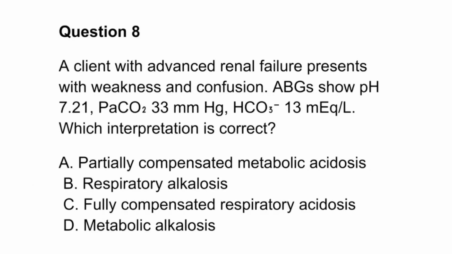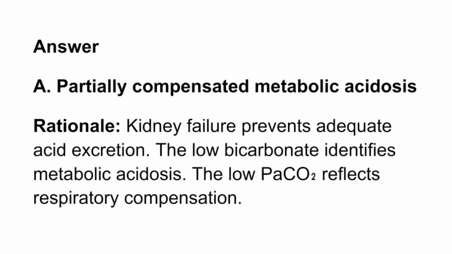Question 8. A client with advanced renal failure presents with weakness and confusion. ABGs show pH 7.21, PaCO2 33 mm of mercury, HCO3 13 milliequivalents/L. Which interpretation is correct? A. Partially compensated metabolic acidosis. B. Respiratory alkalosis. C. Fully compensated respiratory acidosis. D. Metabolic alkalosis. Answer. A. Partially compensated metabolic acidosis. Rationale. Kidney failure prevents adequate acid excretion. The low bicarbonate identifies metabolic acidosis. The low PaCO2 reflects respiratory compensation.